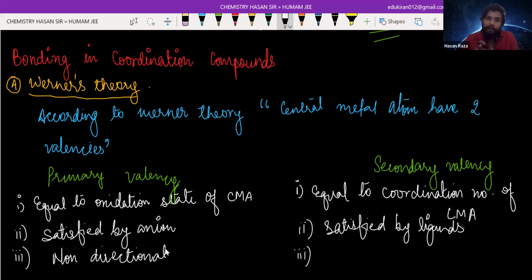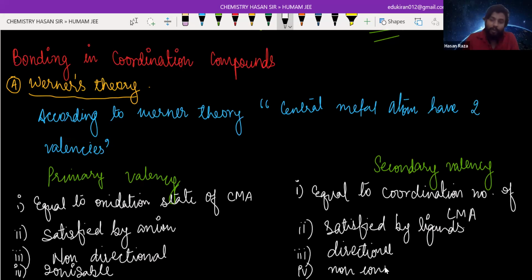But secondary valency is directional. Primary is like an ionic compound. Ionic compound doesn't have direction, but covalent compound does, because sharing of electron takes place, overlapping of orbital takes place, and orbitals p have direction. We have orientation x, y, z, and this is basically directional. This is your ionizable, it can be ionized, and this is non-ionizable.